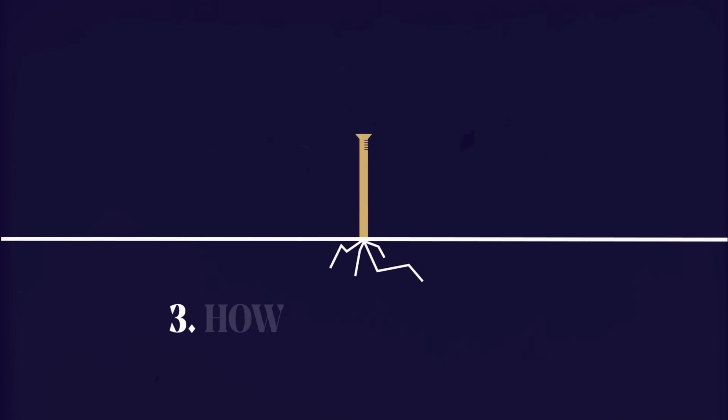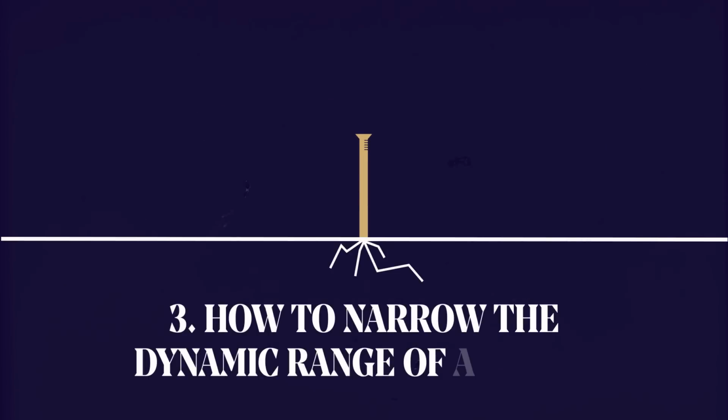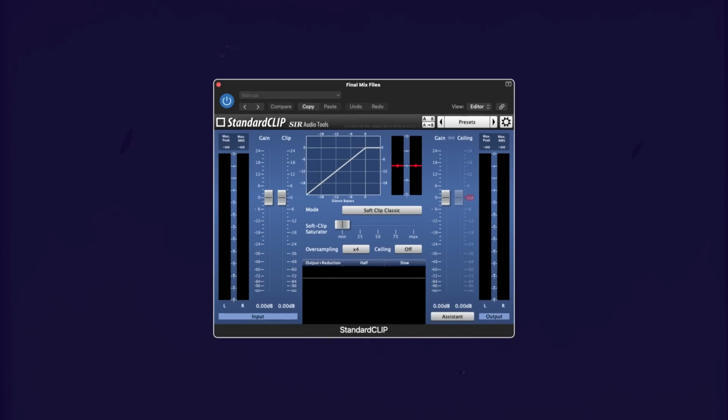Nail number 3, how to narrow the dynamic range of a sound. The more we stabilize and control the dynamic range of a sound and groups of sounds, the better we can control their placement in the mix, and the better our mix will be prepared for mastering. Take the time to experiment with and understand the differences between compression, clipping, and limiting, and know all the ways in which you can control dynamics with those tools.